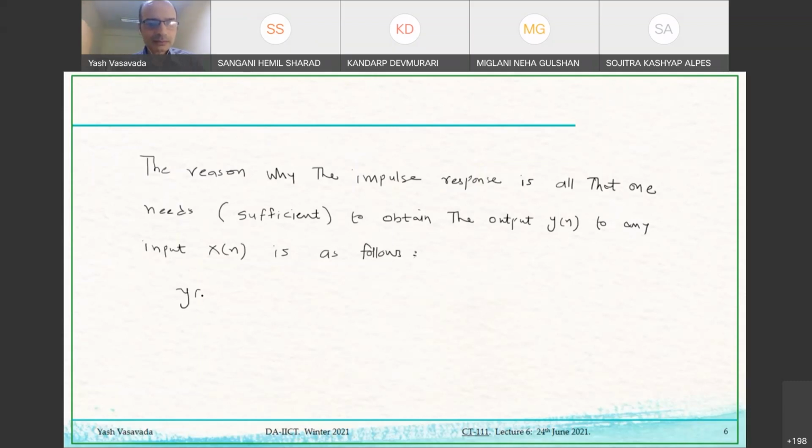So y of n, I can write it as the linear superposition, which is nothing but a fancy word for addition, of delayed and weighted copies of h of n.